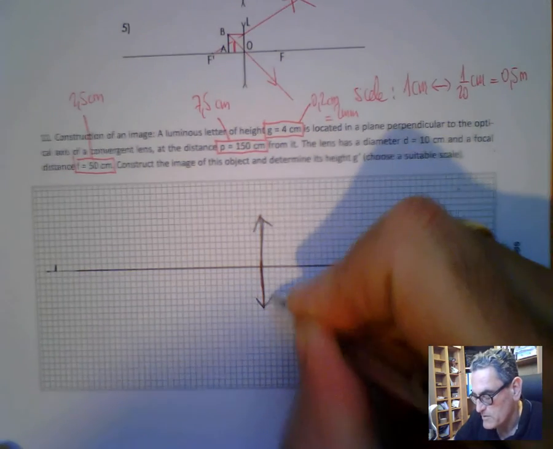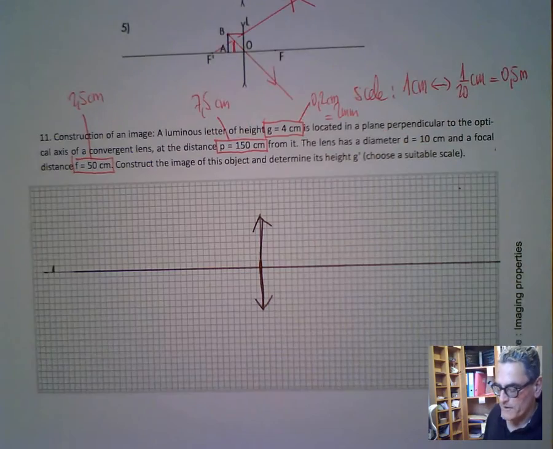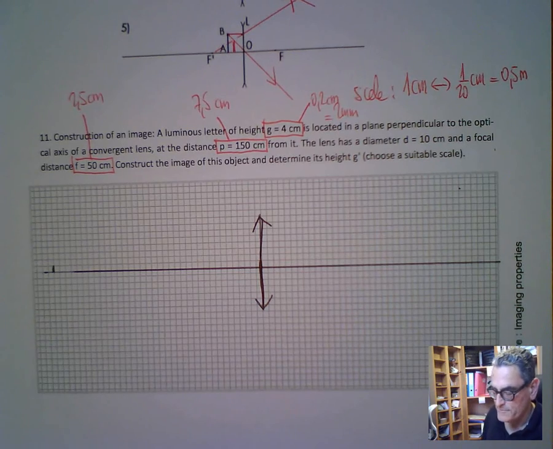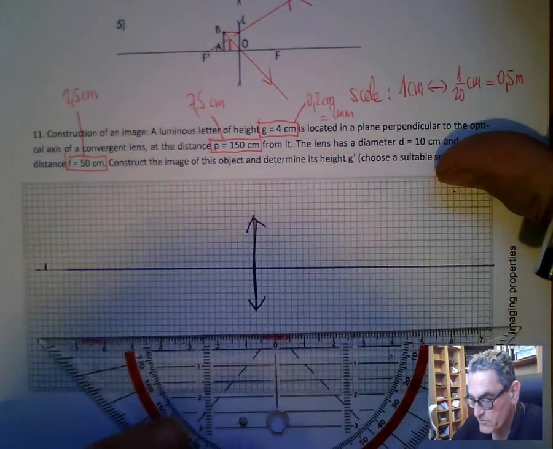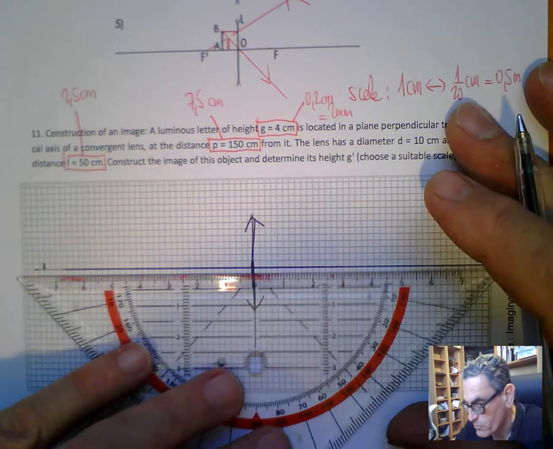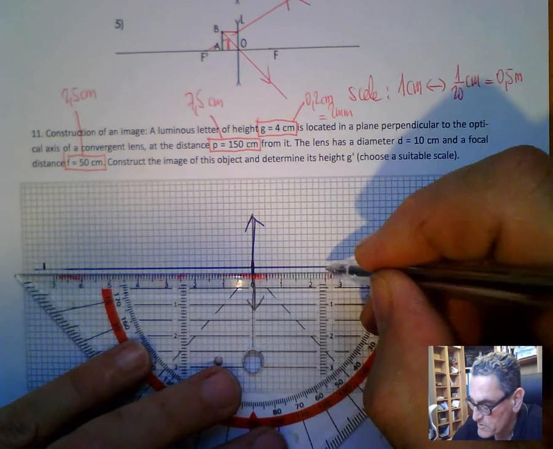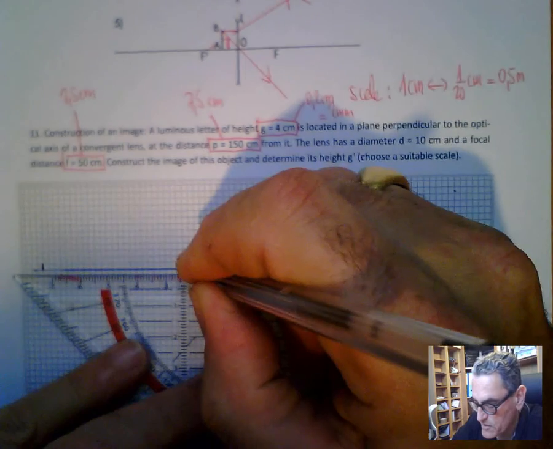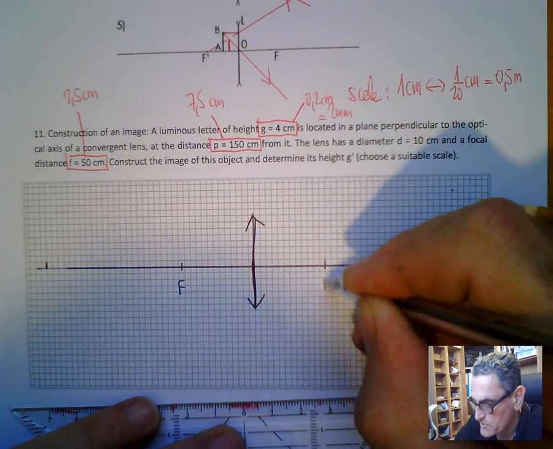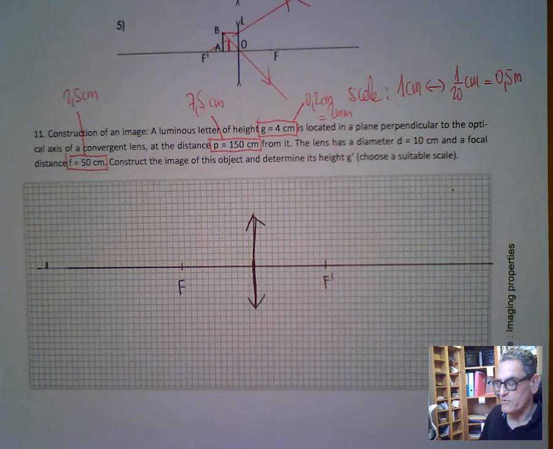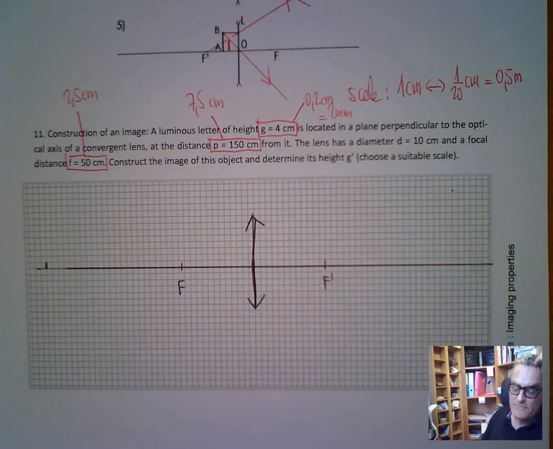Right? Okay? And I still miss the focal distance, which is 2.5 centimeters. So I can put it here and here. This is the focal point, F and F'. Okay?